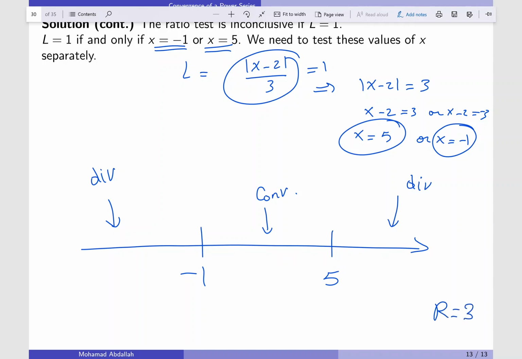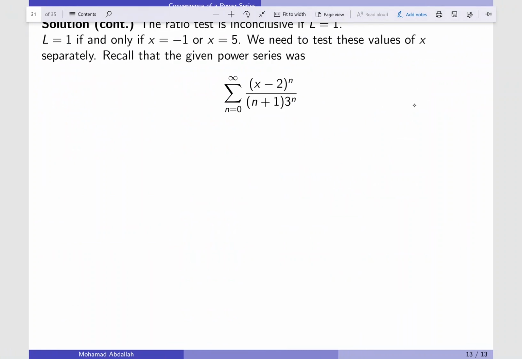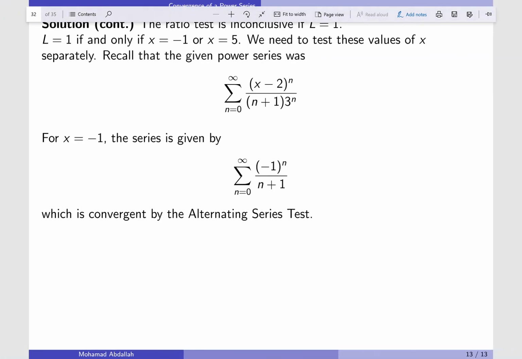Again, there's more than one way to find it. After you find this interval, the length of this interval is 6, divided by 2 is 3. Now my only problem is what happens here and what happens here, so that's what I will investigate next. So recall that this was the power series given. If I plug in -1, so I'm going to start with x equal -1, I get the following series.